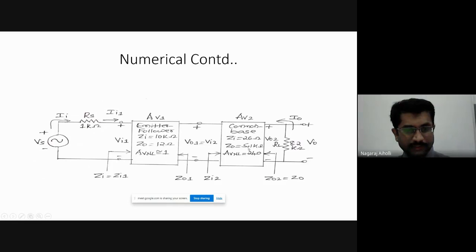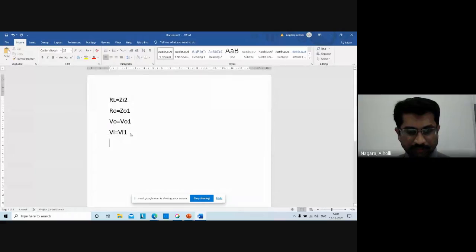Okay. Let me write it. So for the second stage, for the common base amplifier, RL will be RL only. That is given as 8.2 kilo ohms. Then R naught 2 is equal to the output impedance of the second stage, that is of the common base amplifier, Z naught 2. Then what about the no load voltage gain? That is given in the diagram itself. RL is equal to 8.2K. R naught 2 will be Z naught 2.